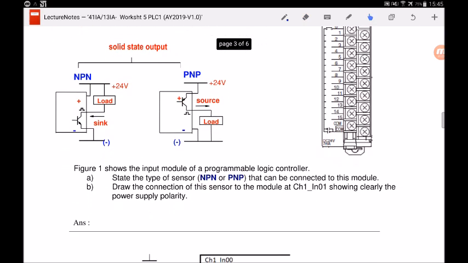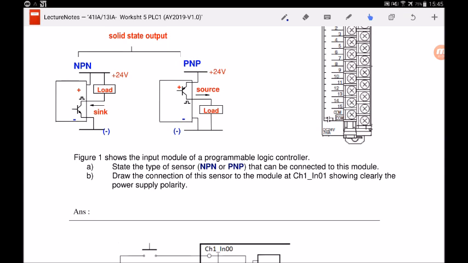A very important input element which we normally connect to the PLC input card is the sensor. Sensors have two types: the NPN type and the PNP type.